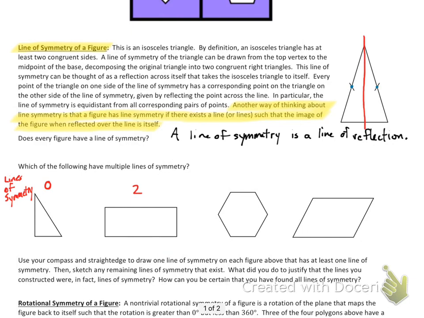Next one, how many lines of symmetry do we have for the hexagon? 3. Okay, so where did you find your 3?